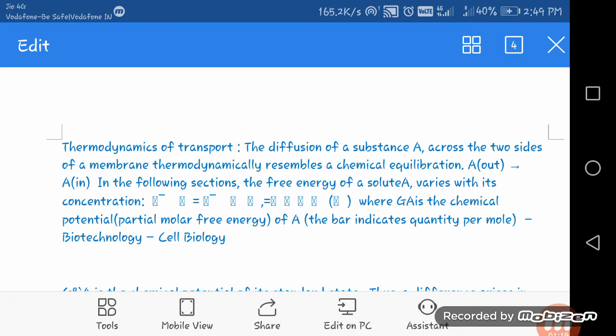In the following section, the free energy of solute A varies with its concentration, where Ga is the chemical potential of A and G naught A is the chemical potential of the standard state of A. So Ga minus G naught A equals RT ln [A].